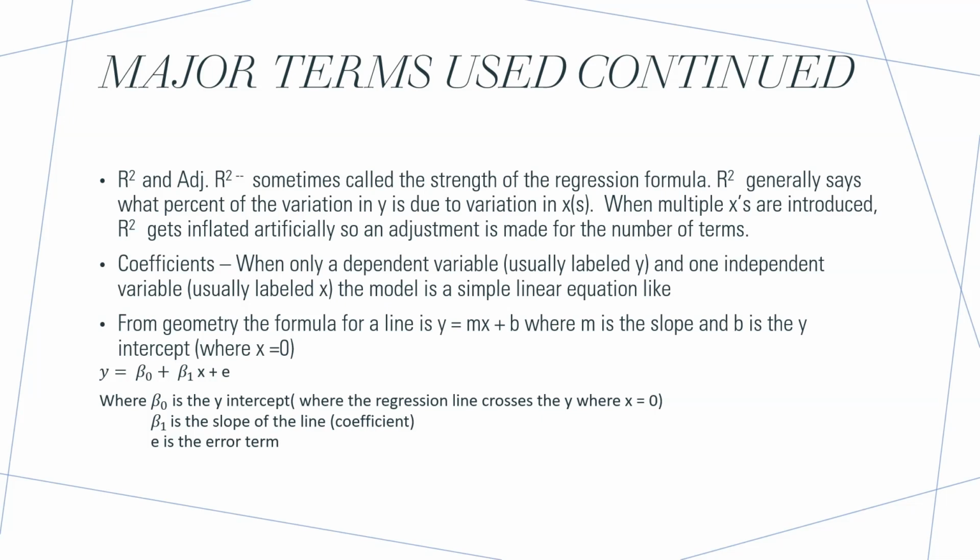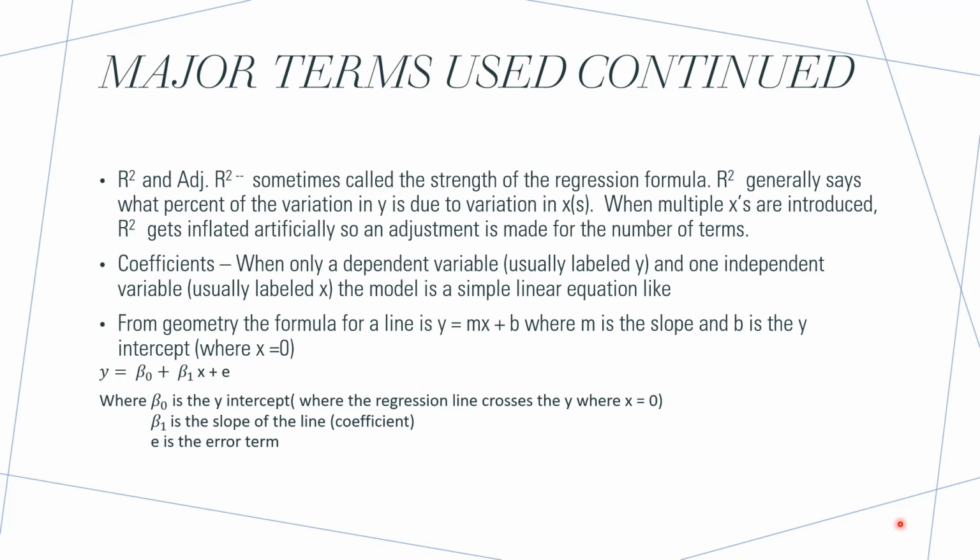When you add multiple independent variables, R squared will be inflated, and it's not really a good measure of the strength of the regression. So R squared is adjusted based on the number of independent variables tested. Coefficients are the calculated values for the slope and intercept. Think about your linear equation you learned in geometry, where y equals mx plus b, where m is the slope and b is the y-intercept, where x equals 0.